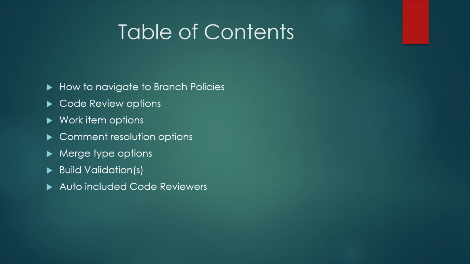So there you have it. That's pretty much everything that we need to know about branch policies and their effect with pull requests. We went over the code review options, work item, comment resolution, merge type, build validations, status checks, and auto-included code reviewers.